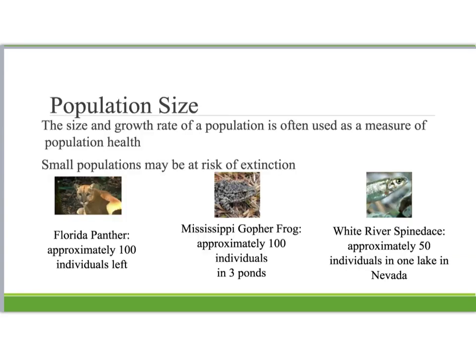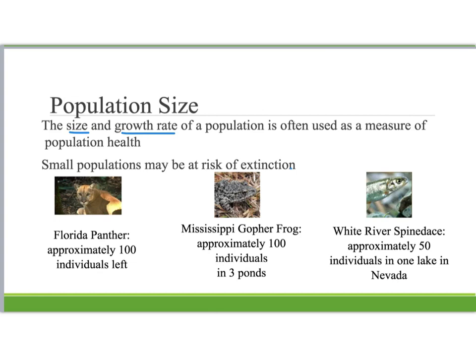So the size of a population and its growth rate, how fast it is changing in size, is often used as a measure of population health. So if a population is healthy, it is of a good size, and it is growing, it is having enough resources to have more members of the population being added every year. Small populations are a particular concern because they can be at risk of going extinct. And so I have three animals that are on the endangered species list that really may not be around very much longer because their population numbers are so very small.